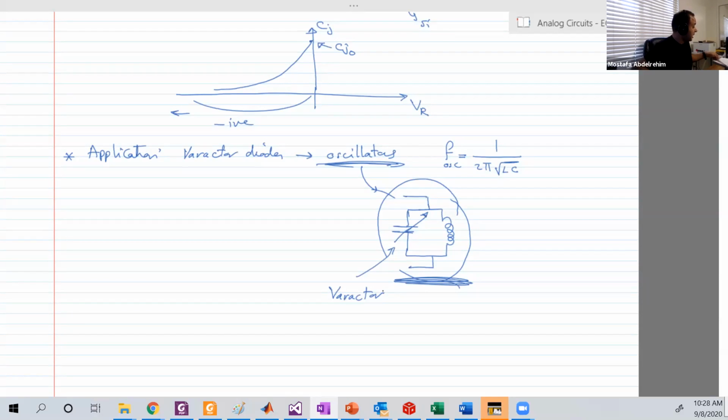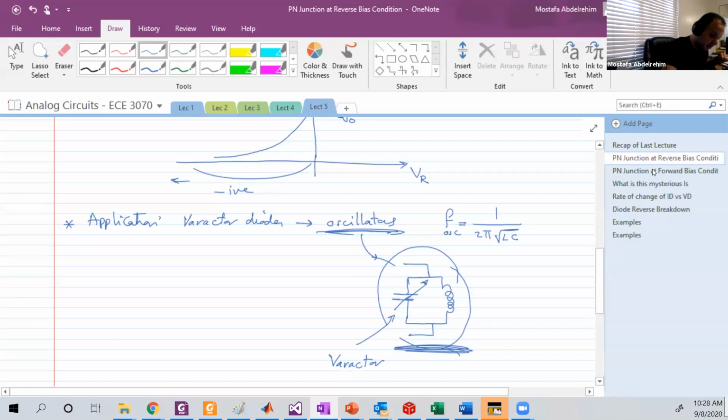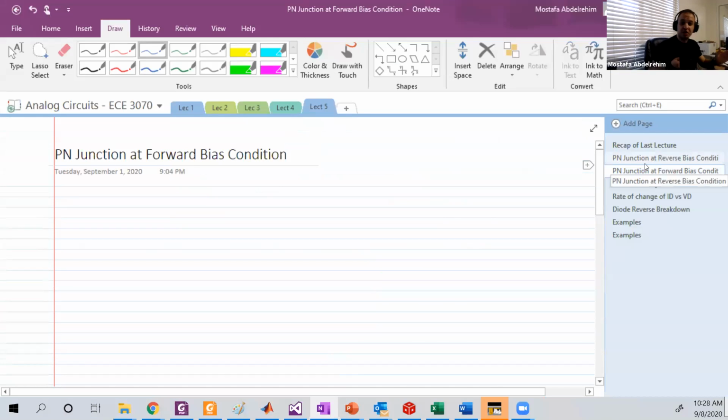So, yeah, that's all for reverse bias. We'll talk about something else in the future, maybe at the end of this lecture, also about reverse bias. But let's go to the more interesting part, which is forward bias. The third condition. So we took equilibrium, and we talked about reverse bias now. The last condition, which is, I'm sorry, the forward bias condition.